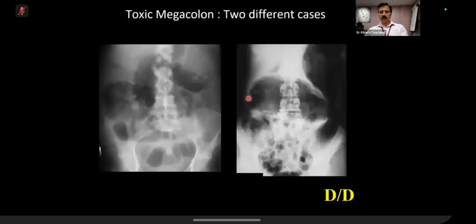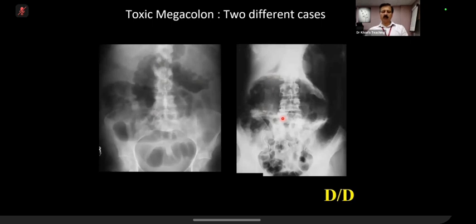So the point is, let me show you another case. Rather, these are two different cases. Again, you will see that there is loss of haustra, complete loss of haustra. This is known as thumbprinting. And this thing which is projecting into the lumen, these are mucosal tags, simple as that. But this is evidence that there is mucosal thickening. So you will say loss of haustra.